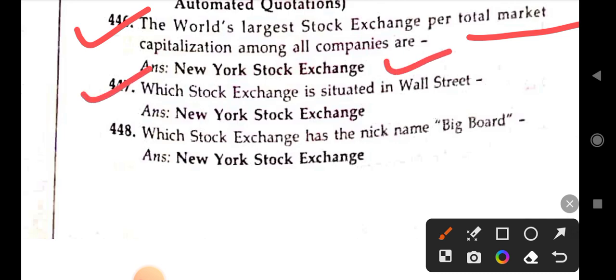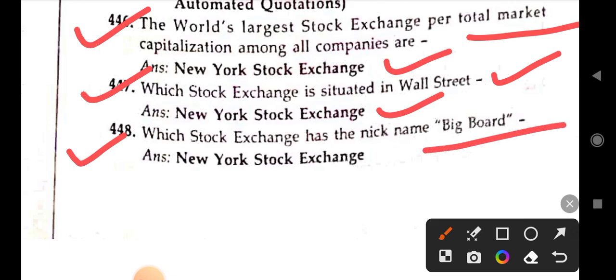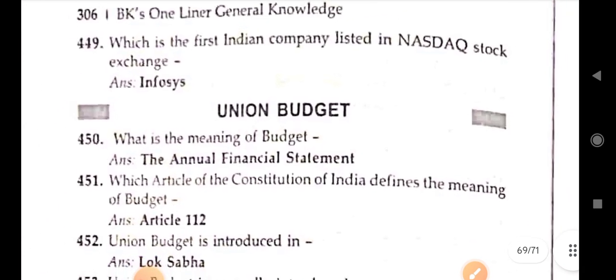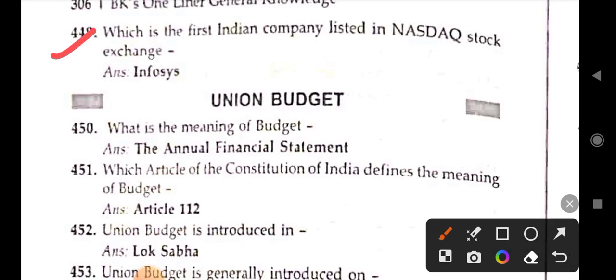Which stock exchange is situated on Wall Street? New York Stock Exchange. Which stock exchange has the nickname of Big Board? New York Stock Exchange. Next, which is the first Indian company listed on the Nasdaq Stock Exchange? Infosys. Next, the Union Budget.